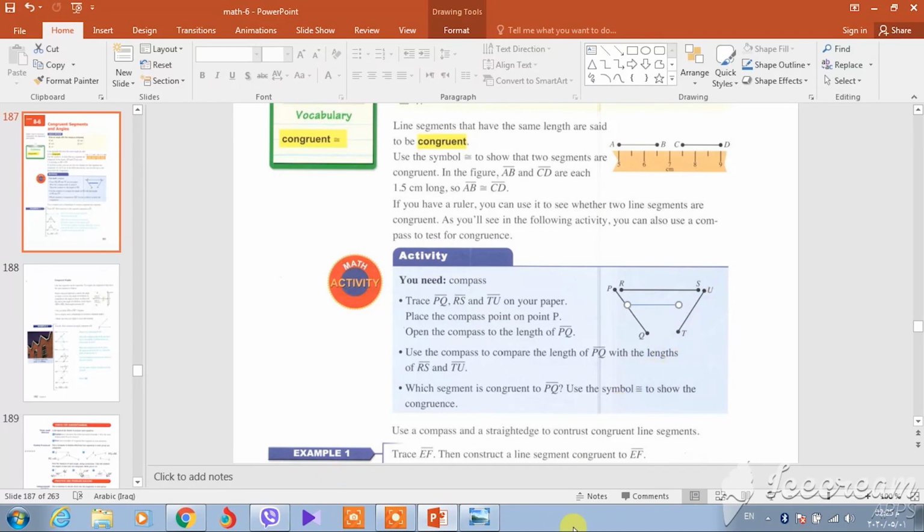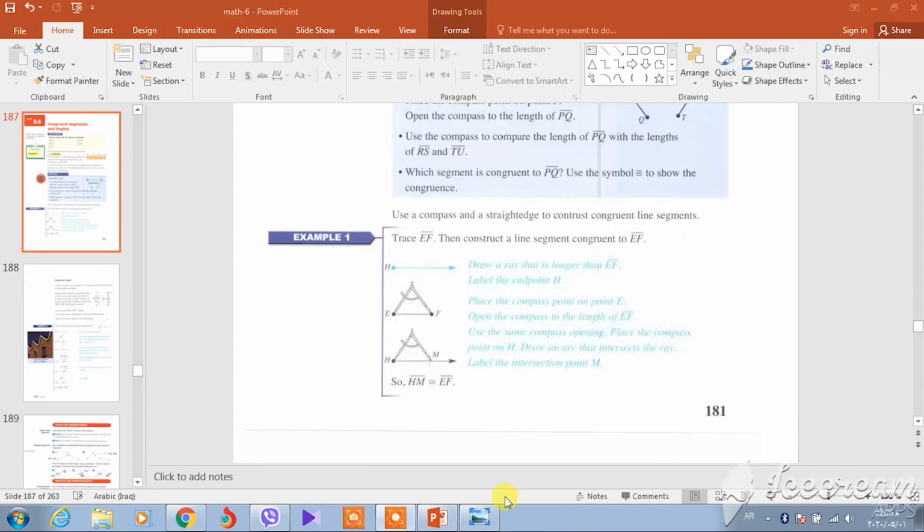And I want to say, however, you can use a compass. Here we used a ruler, but you can also use a compass and straight edge to construct congruent line segments, students. For example, we construct EF by using a compass. After you have a line segment EF, I tell you, students, to draw another line segment congruent to line segment EF. You need to use a compass.